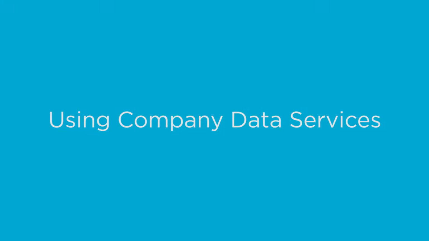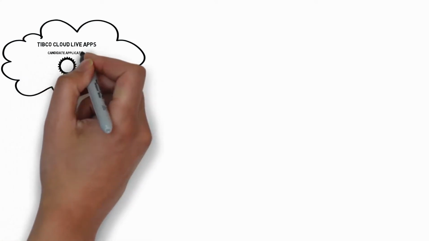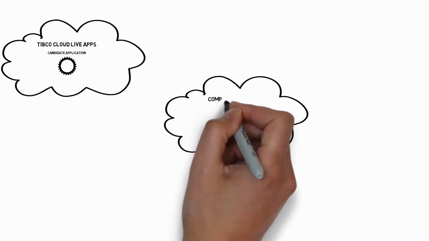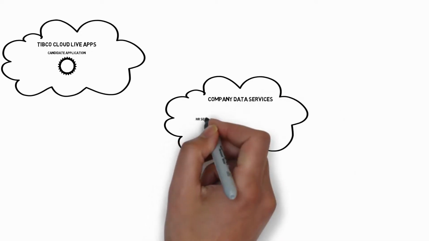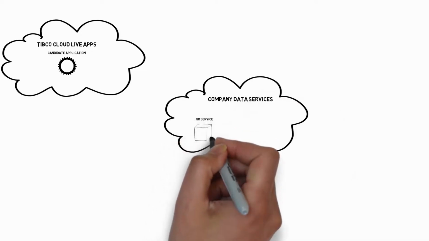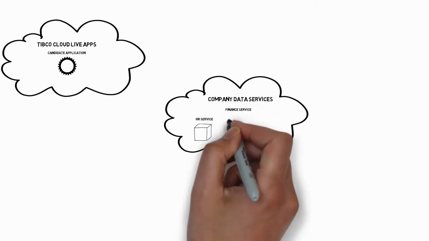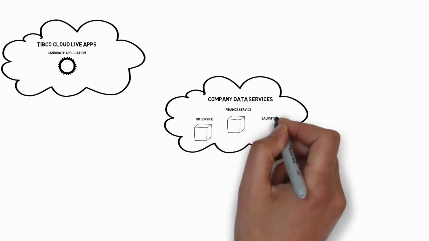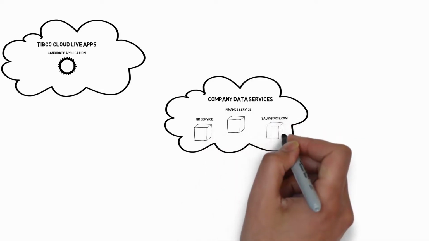Welcome to this video that demonstrates how to configure an application developed in TIBCO Cloud Live Apps to use company data services to pass data to and from other systems. Adding a task to your application and configuring it to work with your company data services enables you to transfer data and receive data from other systems.